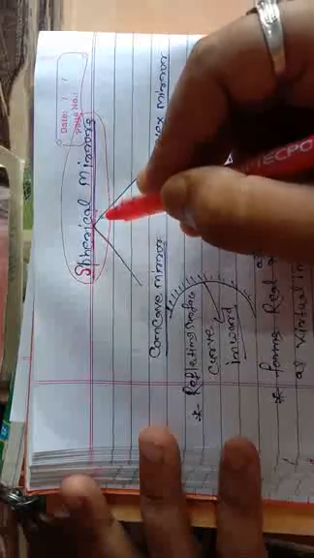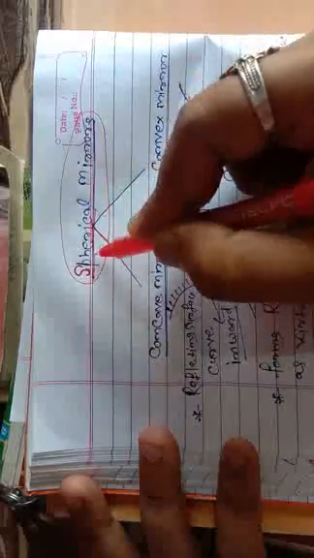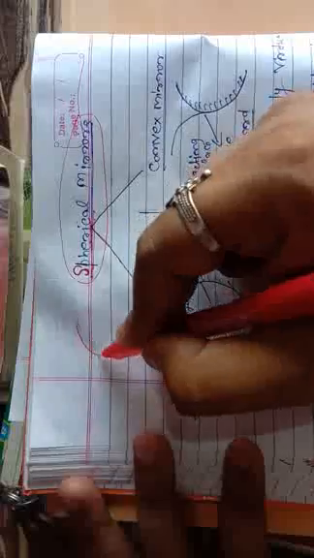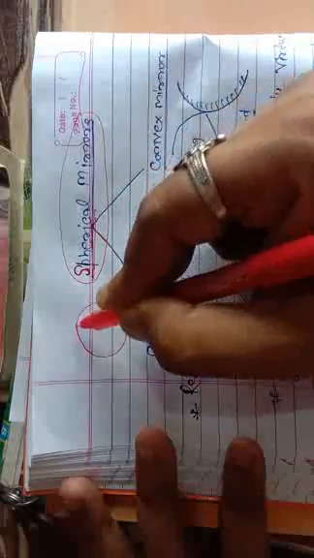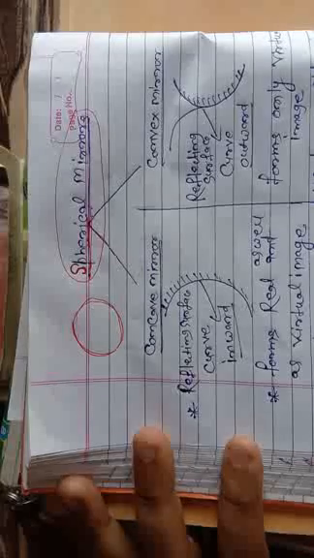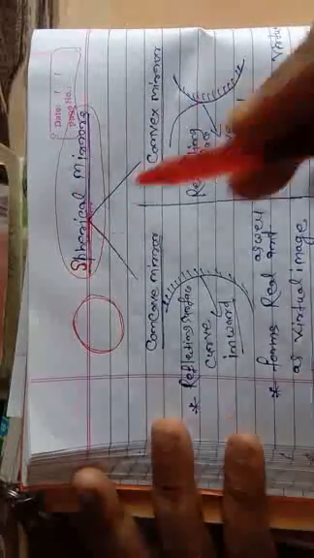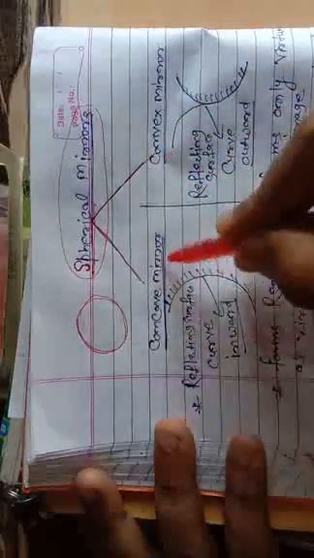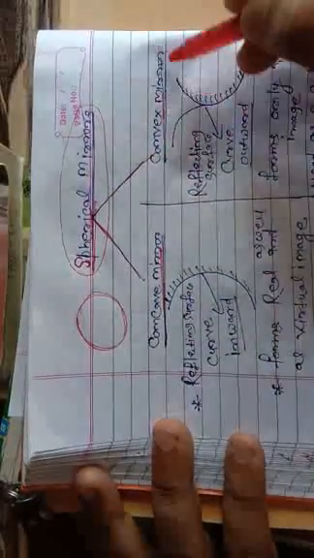It is a kind of mirror whose reflecting surface is spherical. Means if the reflecting surface of any mirror is spherical in shape, this is called a spherical mirror. Next, there are two kinds of spherical mirror. One is called concave, another is called convex.